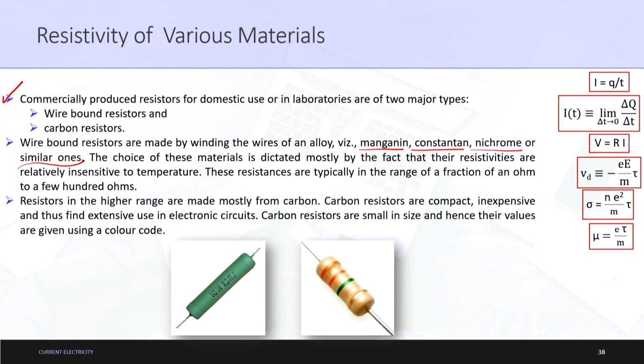The choice of these materials is dictated mostly by the fact that their resistivities are relatively insensitive to temperature. That means even if we increase or decrease the temperature, the rho value is approximately the same. These resistances are typically in the range of a fraction of an ohm to a few hundred ohms. So 10 to the power minus 2 or minus 3 ohms to 10 to the power 2 or 3 ohms can be obtained in wire bound resistors.